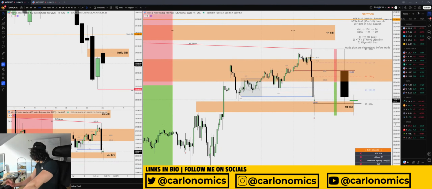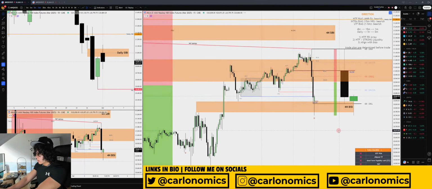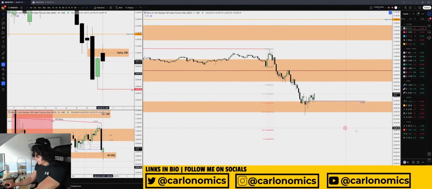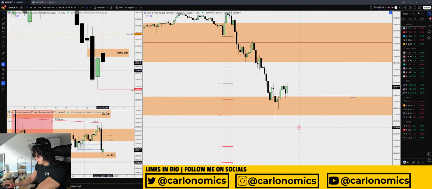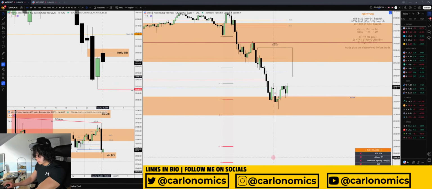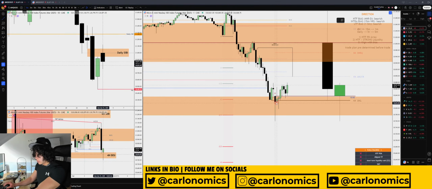Would you consider this M1 change in state of delivery forming right now? 1-minute CISD. I mean, for a bearish case scenario, we have this one, this last up close candle. And for a bullish one, it would be this one right here.